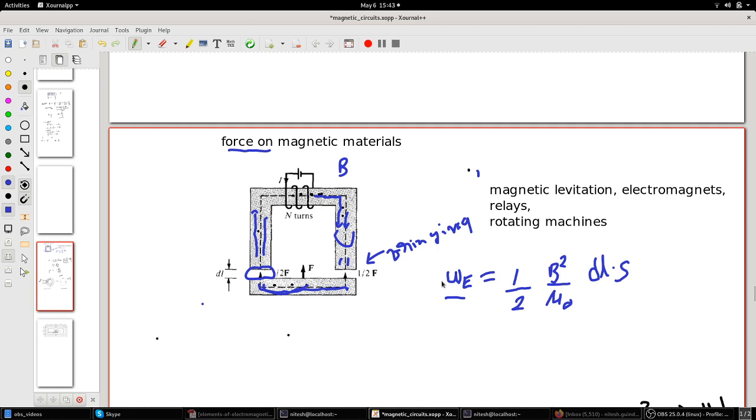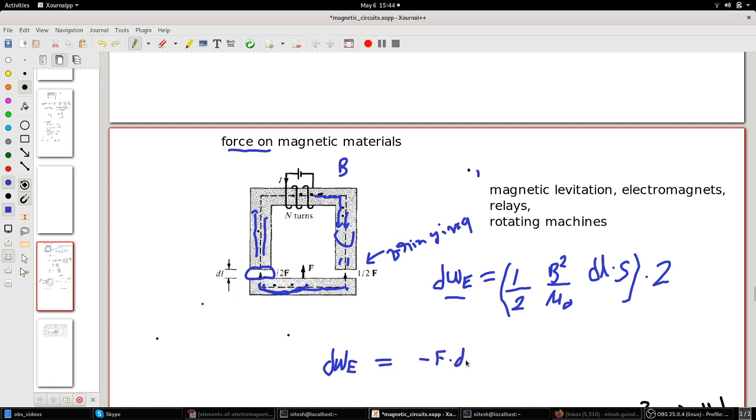Now we are assuming a small area, so it's a small energy of that particular air gap. There are two air gaps, so I'll have to multiply this energy by 2. Now, how much work will have to be done, or how much force will have to be exerted, will be given by dWe.